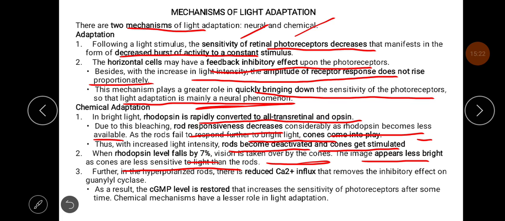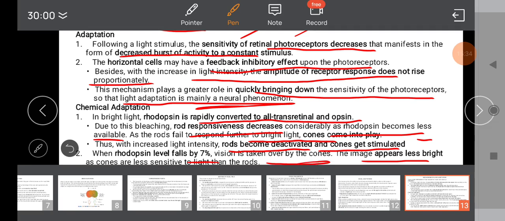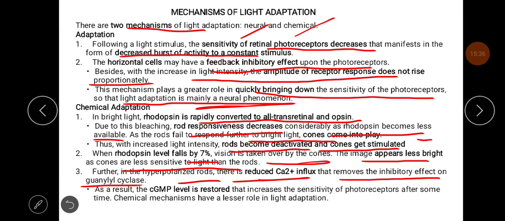Further, in hyperpolarized rods, there is a reduced calcium influx that removes the inhibitory effect on the guanylyl cyclase. As a result, cyclic GMP levels are restored, which increases the sensitivity of the photoreceptors. After some time, the chemical mechanism has a lesser role in light adaptation.